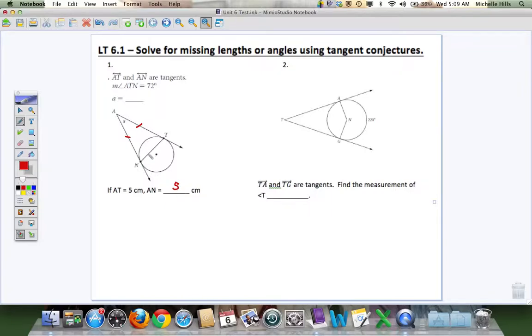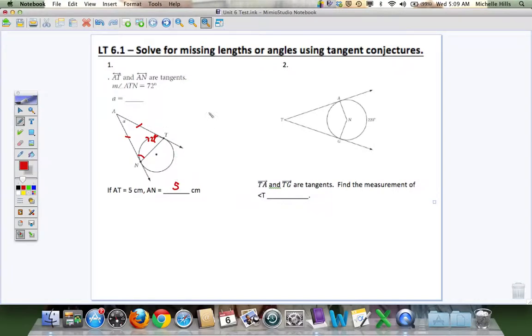That then makes this an isosceles triangle. So this angle is congruent to this angle. They want to find the measure of angle A. They tell me that the measure of angle ATN, this is 72 degrees, and they want me to find A.